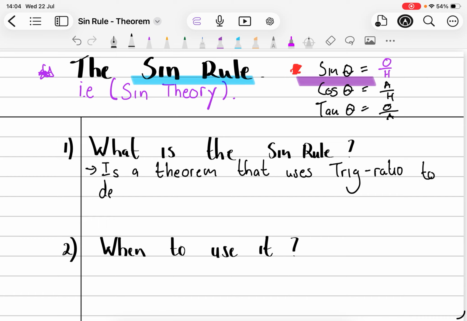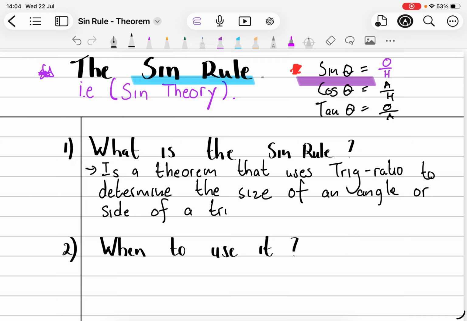to determine the size of an angle or side of a triangle that is not right, or that doesn't have a right angle. Or we can say it is a theorem that uses trigonometric ratios to determine the size of an angle or side of any triangle, because you can use it with a right angle triangle too.